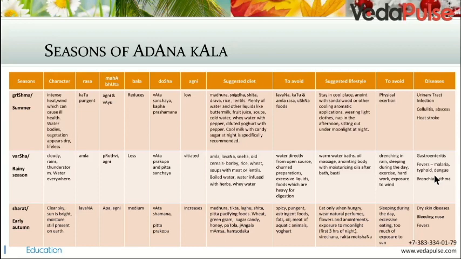So Sharad Ritu, or the early autumn, is when the sky clears out, but still the bala is medium. Agni improves from the earlier situation, and there is Lavana Rasa in the environment. Mahabhuta is up and Agni, and with this change, there are problems like skin diseases, bleeding nose, fevers, and so on.